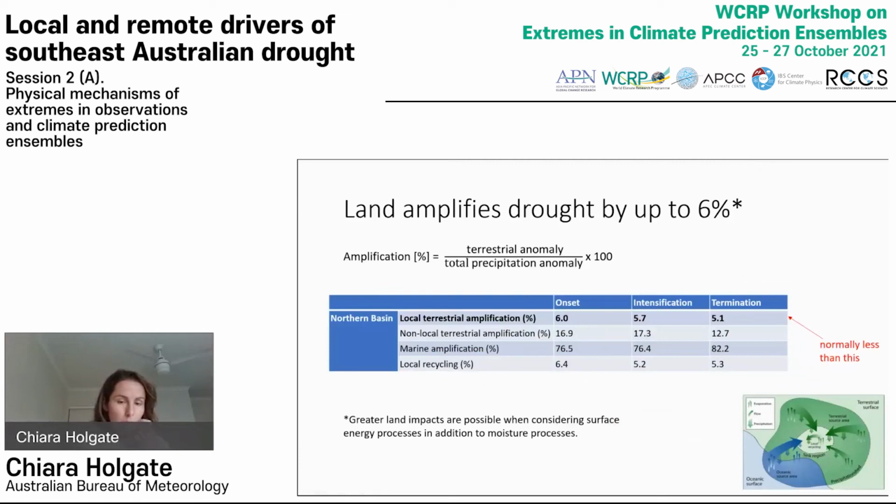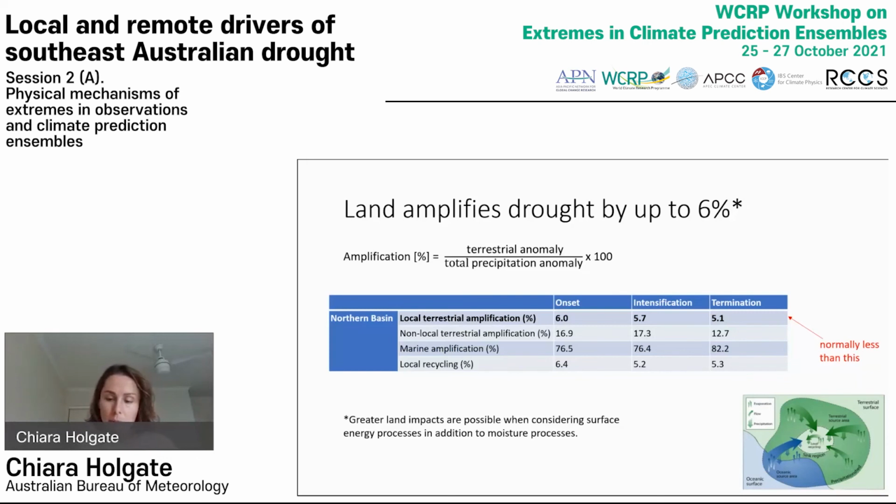And as I pointed out before, the ocean is really the dominant moisture supplier for rainfall in Southeast Australia, so it's going to have a larger role in amplifying any rainfall anomaly. And that's why I say that the role of the land surface could actually be more than 6%, and probably is, once you start looking beyond pure moisture counting and consider the impact of surface heating and surface fluxes on the evolution of the boundary layer and eventual precipitation of available moisture.